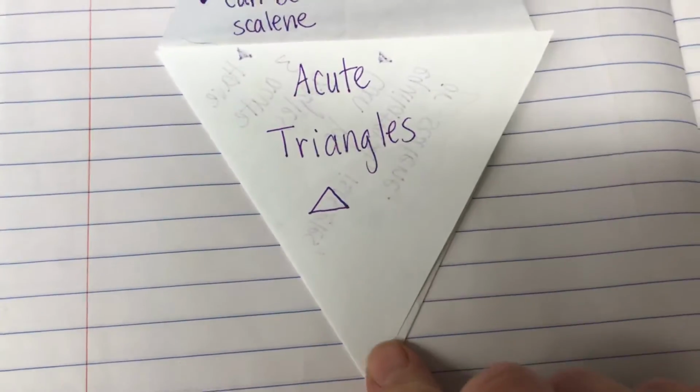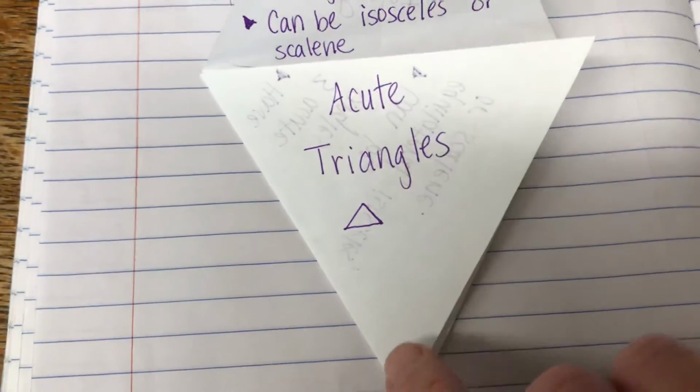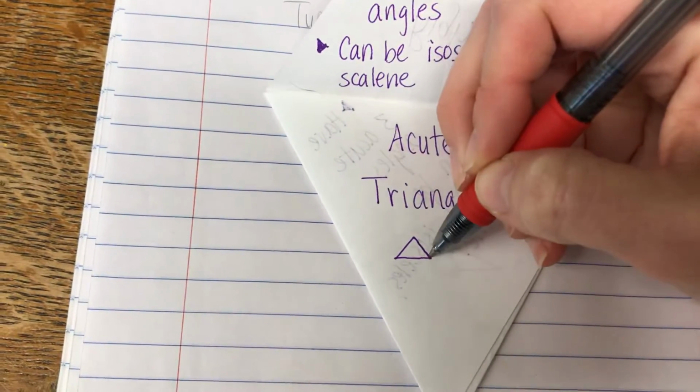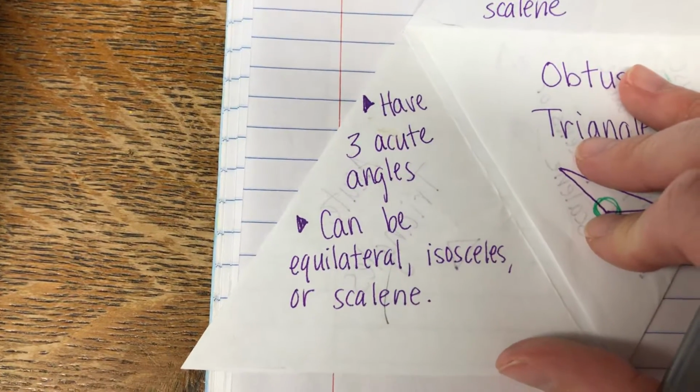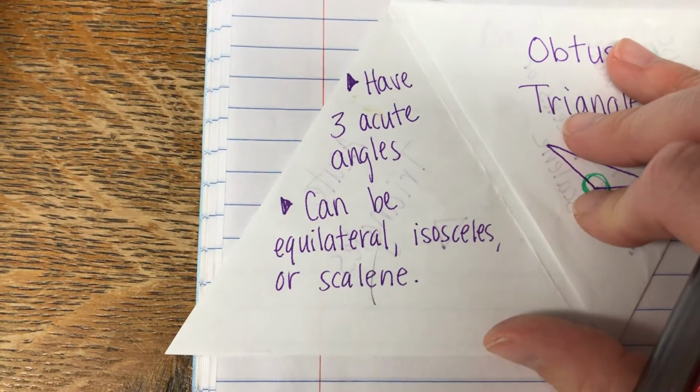Another kind is an acute triangle. The acute triangle has all three angles that are acute. That's what it says first. And it can be any of the side length kinds: equilateral, isosceles, or scalene.